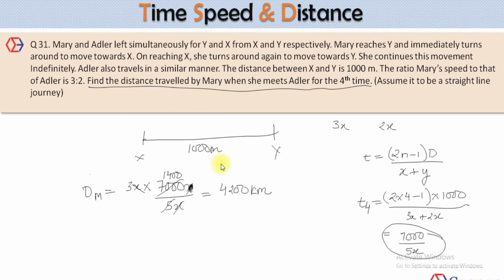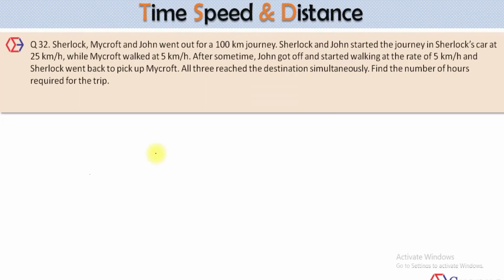Okay, let's look at the next one. There are three friends. They went out for a 100-kilometer journey. Two of them started the journey in a car and one was walking at a speed of 5. After some time, John got off and started walking at the rate of 5, and Sherlock went back to pick up Mycroft. All three reached the destination simultaneously. Find the number of hours required for the trip.